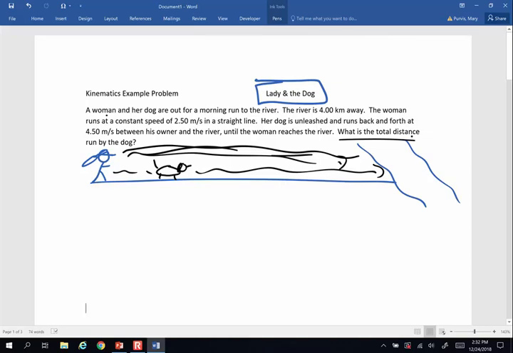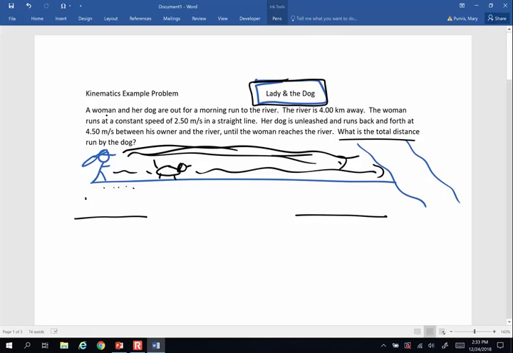And the challenge is, as the lady moves forward, the distance the dog is running back and forth keeps continuously changing. How do you handle a problem like this? Well, if you've got two things in motion, you begin by actually putting down two columns of information. You write down what you know.